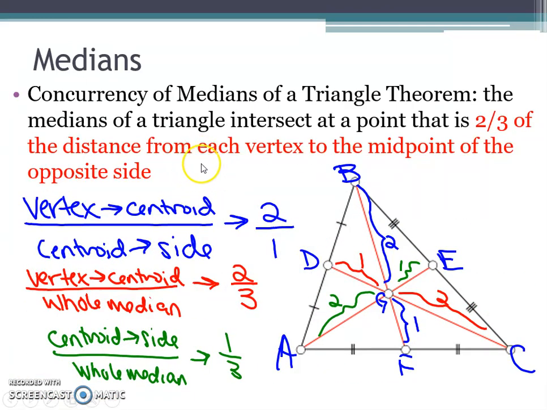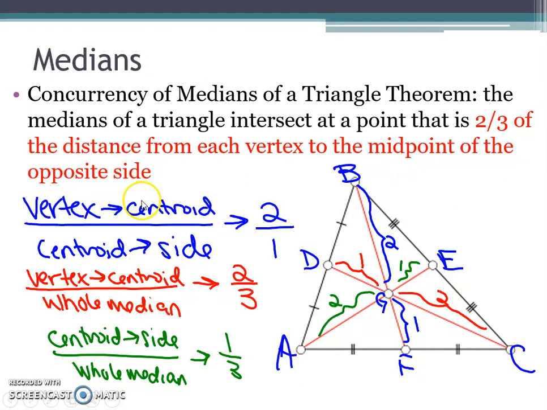Medians. Concurrency of the medians of a triangle theorem. The medians of a triangle intersect at a point that is 2/3 of the distance from each vertex to the midpoint of the opposite side.